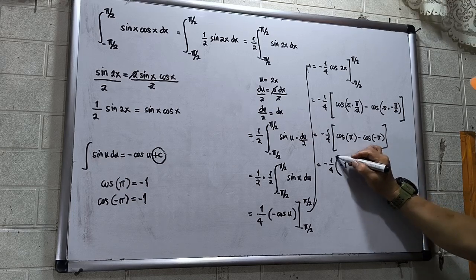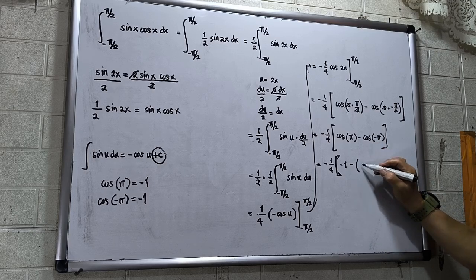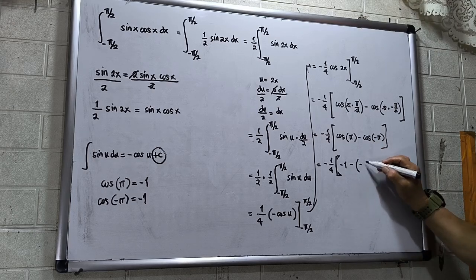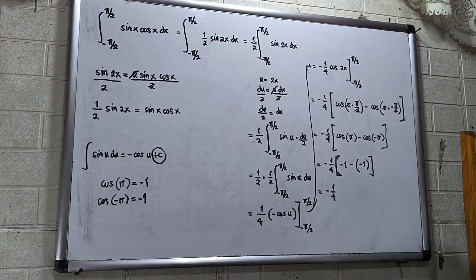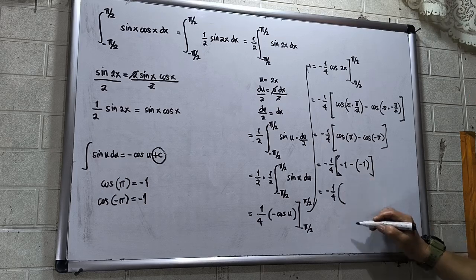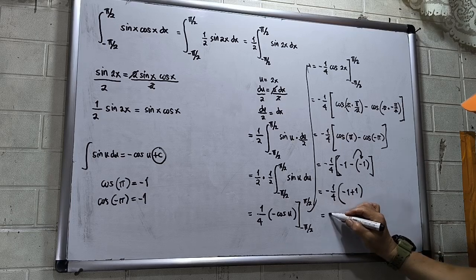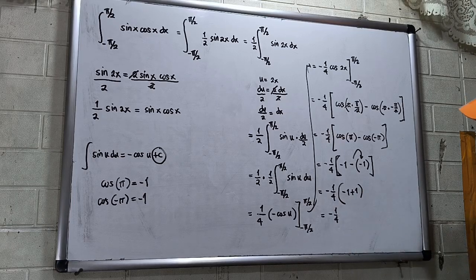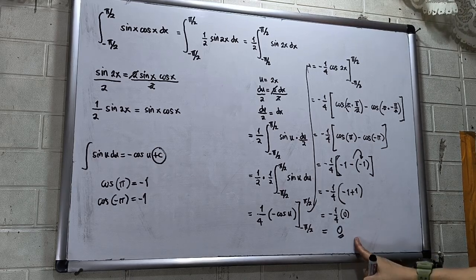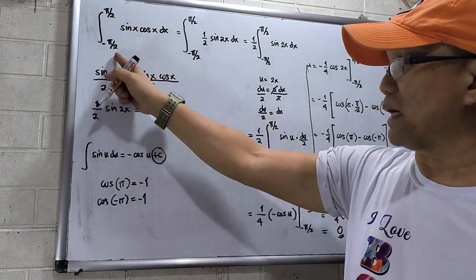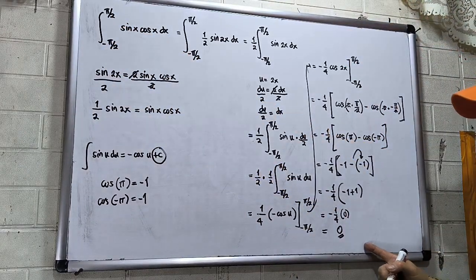So this will be negative 1 over 4 times the square brackets: negative 1, then minus cosine negative pi, which is negative 1. Negative times negative is positive 1. So negative 1 over 4 times negative 1 plus 1, that will be 0. So the answer is 0. The final answer for the integral from negative pi over 2 to pi over 2 of sine x cosine x dx is equal to 0. I think that's all.